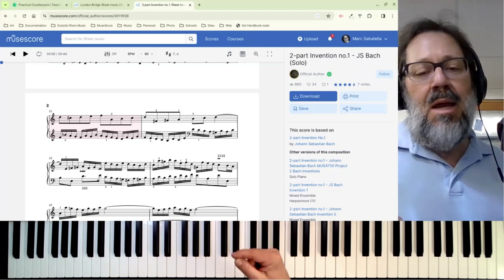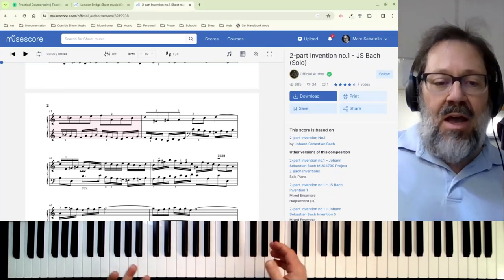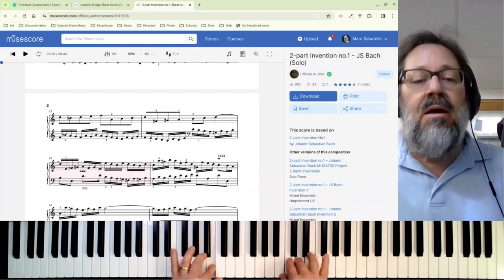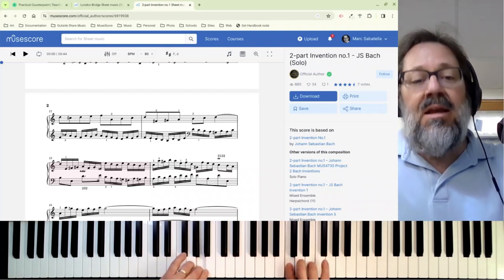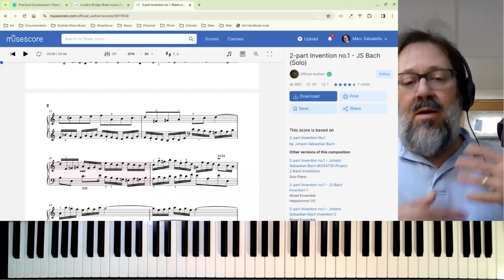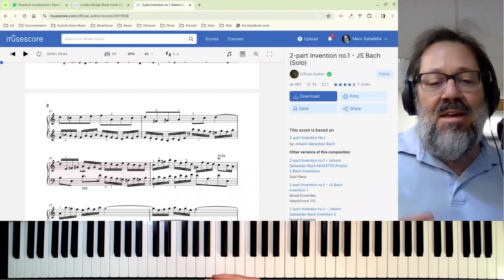But if you want to maintain a sense of independence, of counterpoint, Bach is using more contrary motion. A little bit of parallel motion, but then contrary. And then a little parallel, then contrary, right? So he's kind of mixing things up a bit.